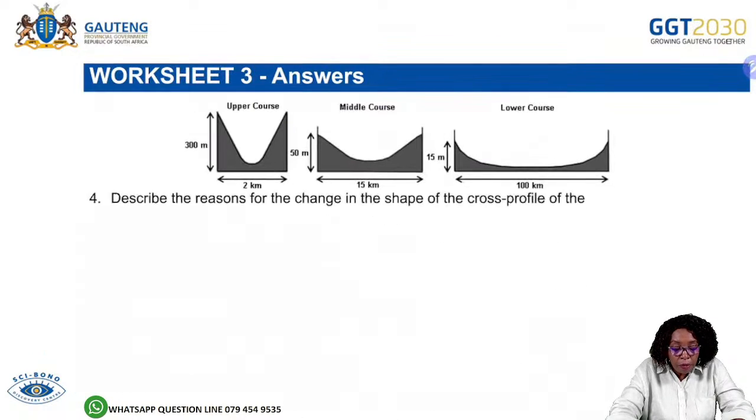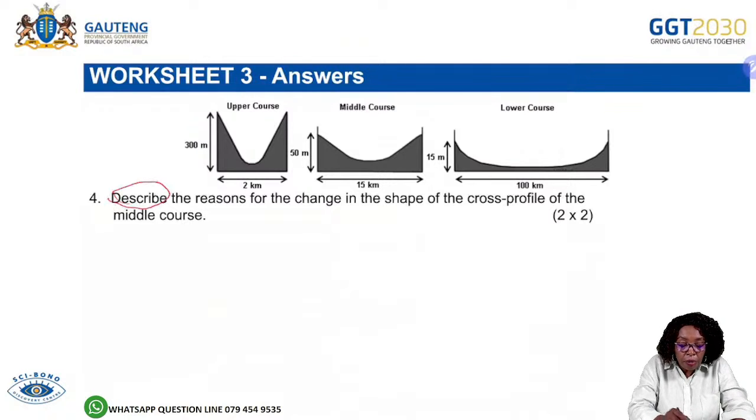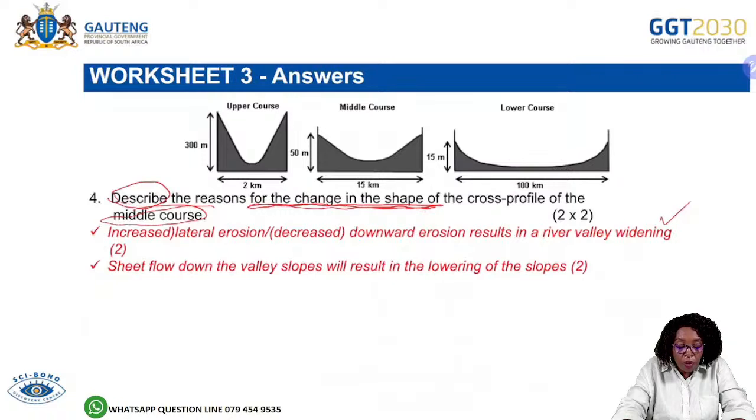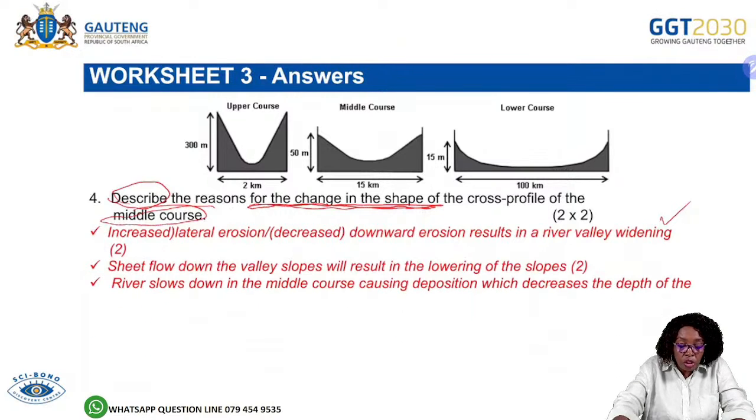Then we look at the next question. Describe the reasons for the change in the shape of the cross profile of the middle course. So you're giving now a description for the reasons for change. So why has the shape changed in the middle course? All right. There's increased lateral erosion, or you can say decreased downward erosion, which results in the river valley widening. So that is reason number 1. Then the other reason, the description that we are giving: the sheet flow down the valley slopes will result in the lowering of the slope. So that is also what resulted in that change of the shape.